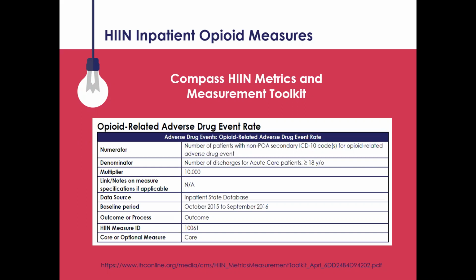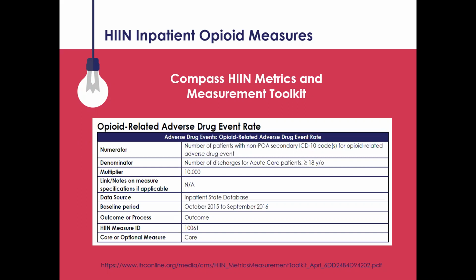And you'll see here the numerator is the number of patients with a non-present on admission secondary ICD-10 code for opioid-related adverse drug event. And the denominator is the number of discharges for acute care patients 18 years or older. A list of the non-present on admission ICD-10 codes can be found in the toolkit. Again, that link is at the bottom of this page.